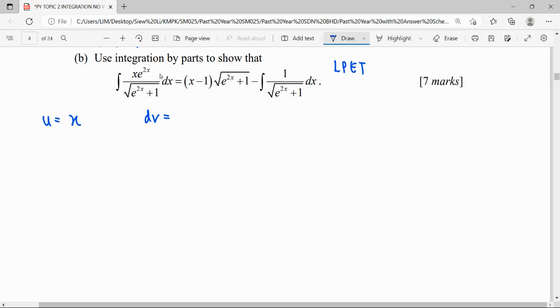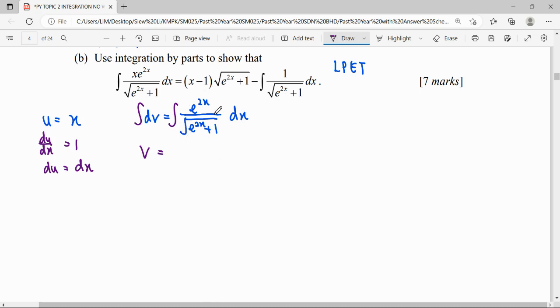So the remaining part of this, which is e to x over square root of e to x plus 1 dx, will be dv. Then for u, we're going to differentiate u with respect to x. So we get 1, du equals dx. Meanwhile, for this dv, we need to integrate both sides to find out what is our v.